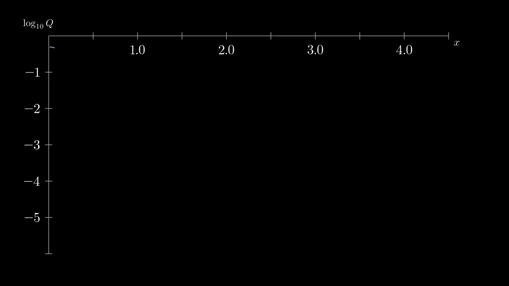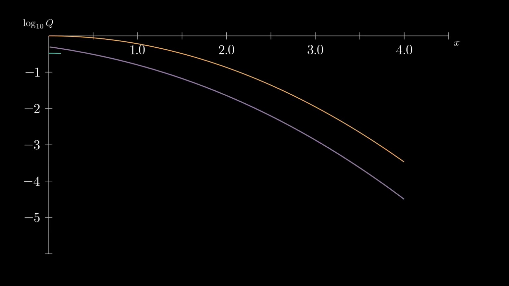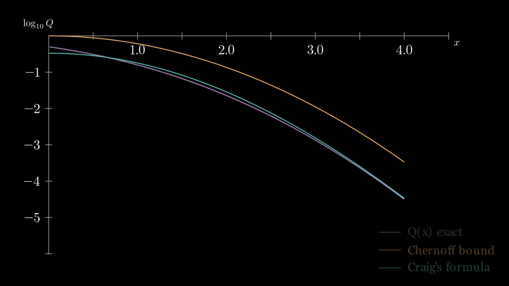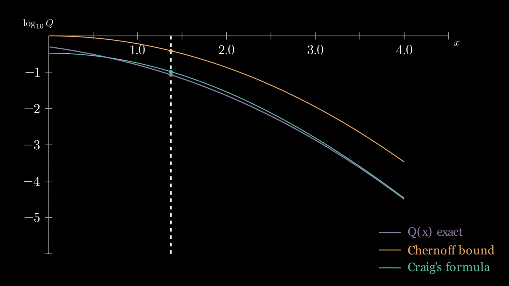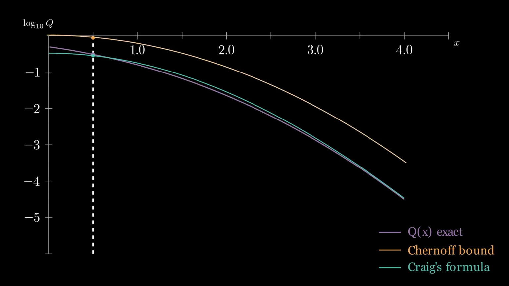Here are all three on a logarithmic scale from x equals 0 to 4. In purple, the exact Q function. In gold, the Chernoff bound, always above Q of x, tight for large x, overestimating by a factor of roughly 2 for moderate x. In teal, Craig's formula, visually indistinguishable from the exact curve. The log scale reveals the exponential tail structure and makes the relative error between approximations immediately visible.